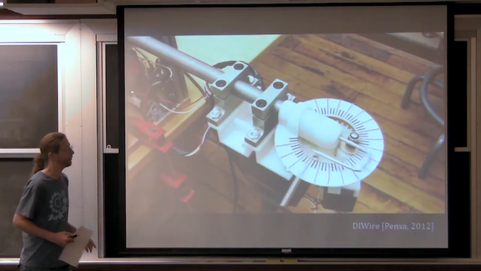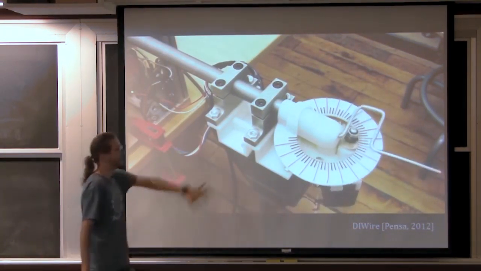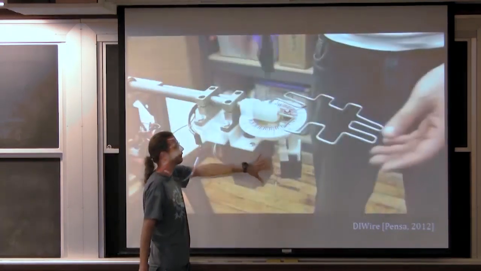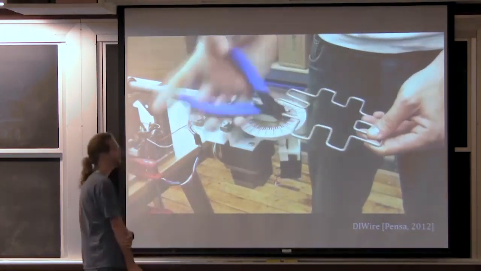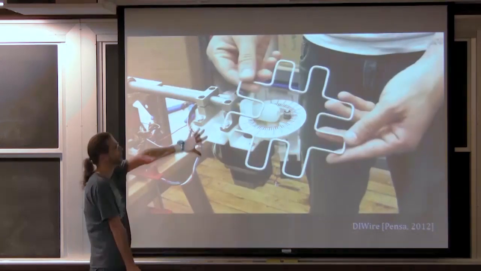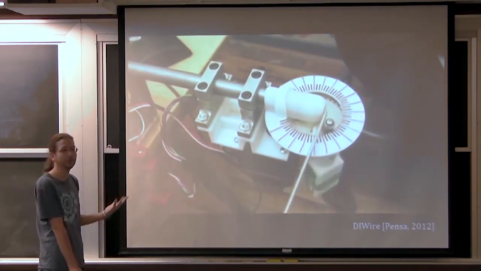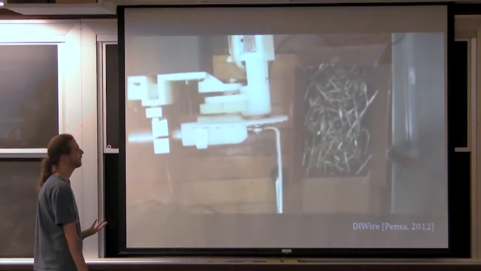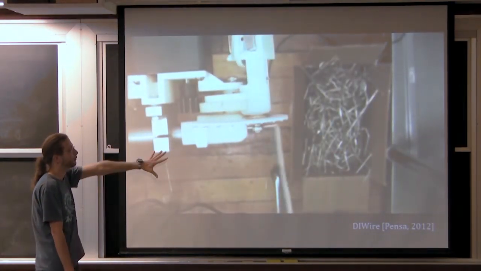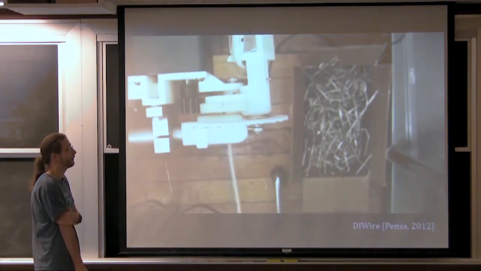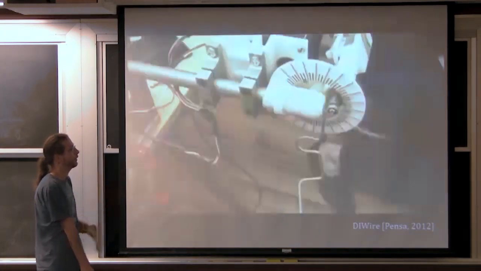This is a fun example of bending a piece of wire. This is a machine called DI Wire, do-it-yourself wire bending. So you can build one of these machines. Here it's making a planar shape. You can also make three-dimensional shapes. Lots of things are possible. This is a recent machine. There's actually a lot of wire bending machines that are out there. This is a nice and simple one.